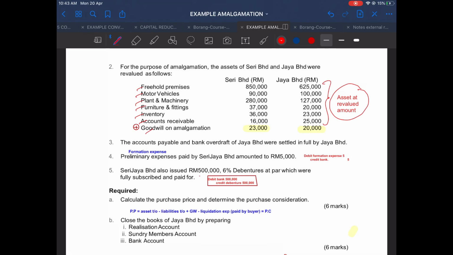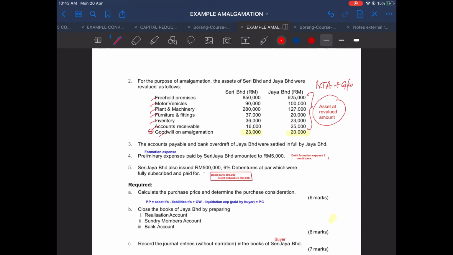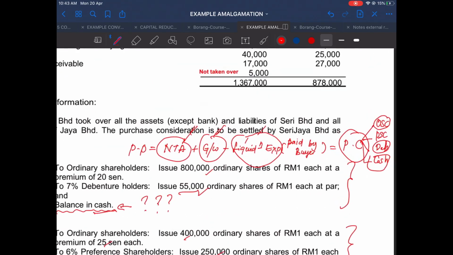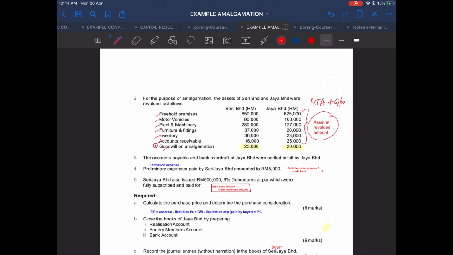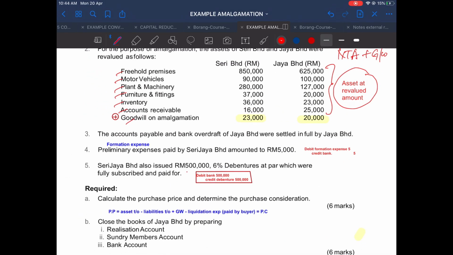So here you have net assets taken over plus goodwill given in this additional information. That means you can calculate the purchase price using net assets taken over plus goodwill, and the additional information that you have to find is liquidation expense paid by buyer, if there is any. So you have to look at additional information number 3, 4, and 5. In additional information number 3, it mentioned that the accounts payable and bank overdraft of Jaya Berhad were settled in full by Jaya.